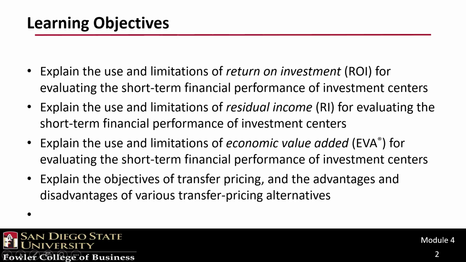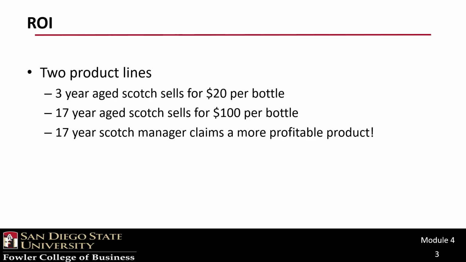Let's get started. The learning objectives for this entire chapter, so this is for all of chapter 19. We're going to understand what return on investment is. We're going to examine how residual income and economic value added are also measures for evaluating short-term financial performance. And then lastly, we'll talk about this idea of transfer pricing. Okay, let's get started on ROI.